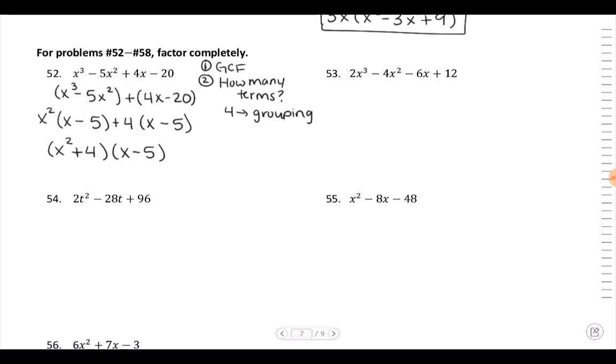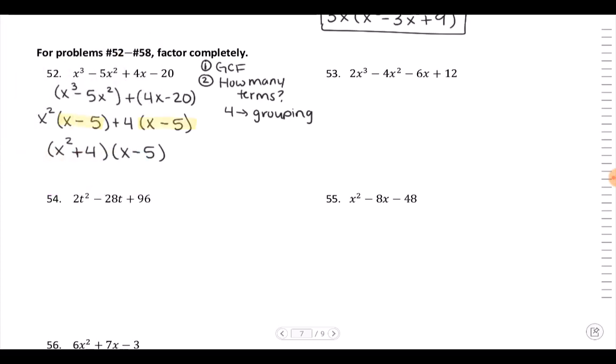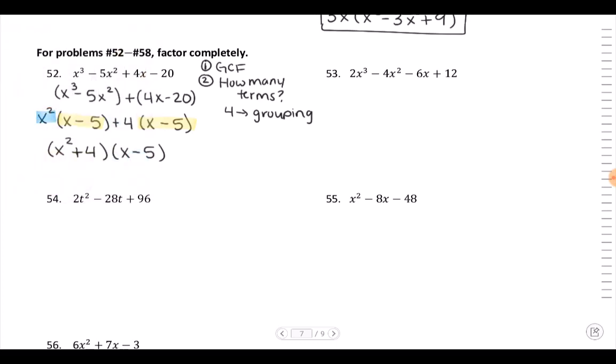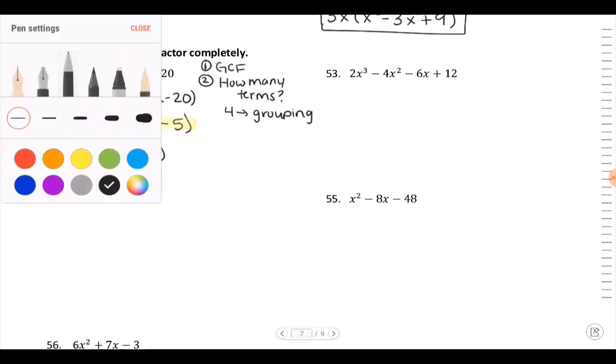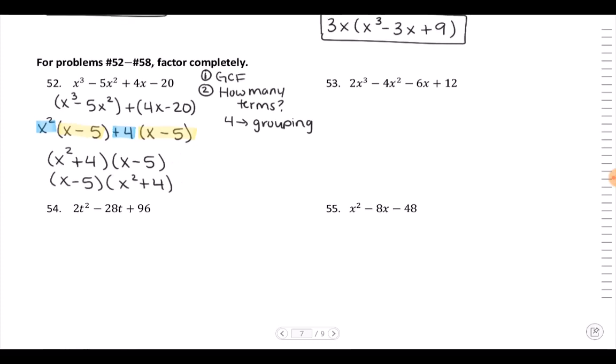Okay, you can think of it that way, that this was the thing that got distributed to x squared and then plus 4. The other way to look at it is you're factoring out the x minus 5 from both of these terms. And your leftover things, x squared and plus 4, that's what goes here. Right? So if you want to do that, you can write it in any order. It doesn't matter. You could have also done x minus 5 first and put x squared plus 4 second. These are the same. Hold on, I wanted to do this.